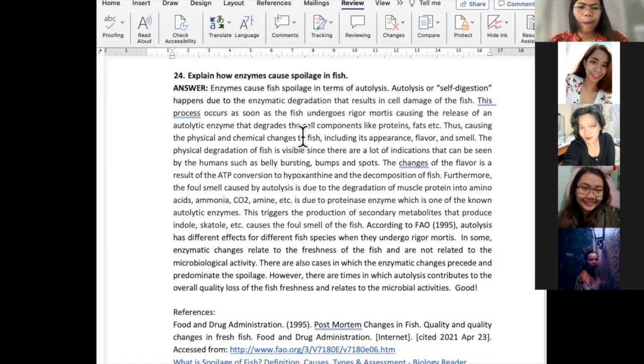According to FAO, autolysis has different effects for different fish species when they undergo rigor mortis. In some, enzymatic changes relate to the freshness of fish and are not related to microbiological activity. There are also cases in which the enzymatic changes precede and predominate the spoilage.